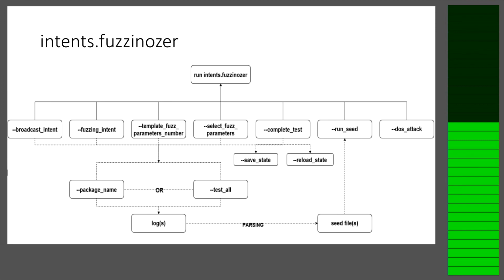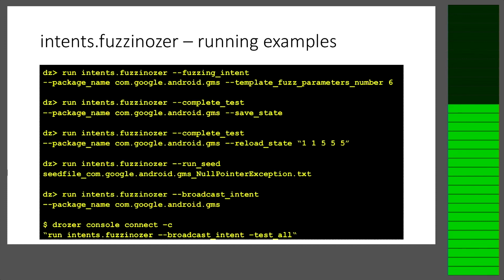A cool feature also is this denial of service attack. We have performed it against Activity Manager using our project. This is how it looks like. Basically, you run the name of the module, in our case, Intents Fuzzy Noser, and then pass some parameters. Running help, you can see what kind of parameters it accepts and which kind of values.